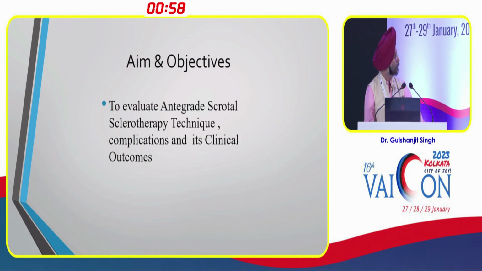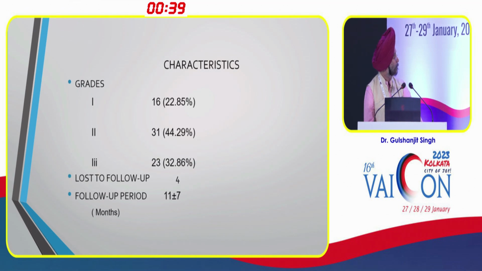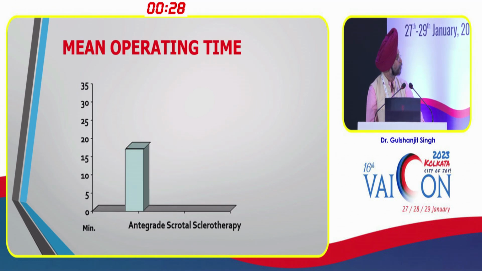The aim and objective of the study was to evaluate the antegrade sclerotherapy technique, complications, and clinical outcomes. Total number of patients was 70, with 80 varicoceles. Average age was 26 years. Laterality: left side 55, right 5, and bilateral 10. Grades 1, 2, and 3 were included, with more patients in grade 2. We lost 4 patients to follow-up, and the follow-up period was 11 months.